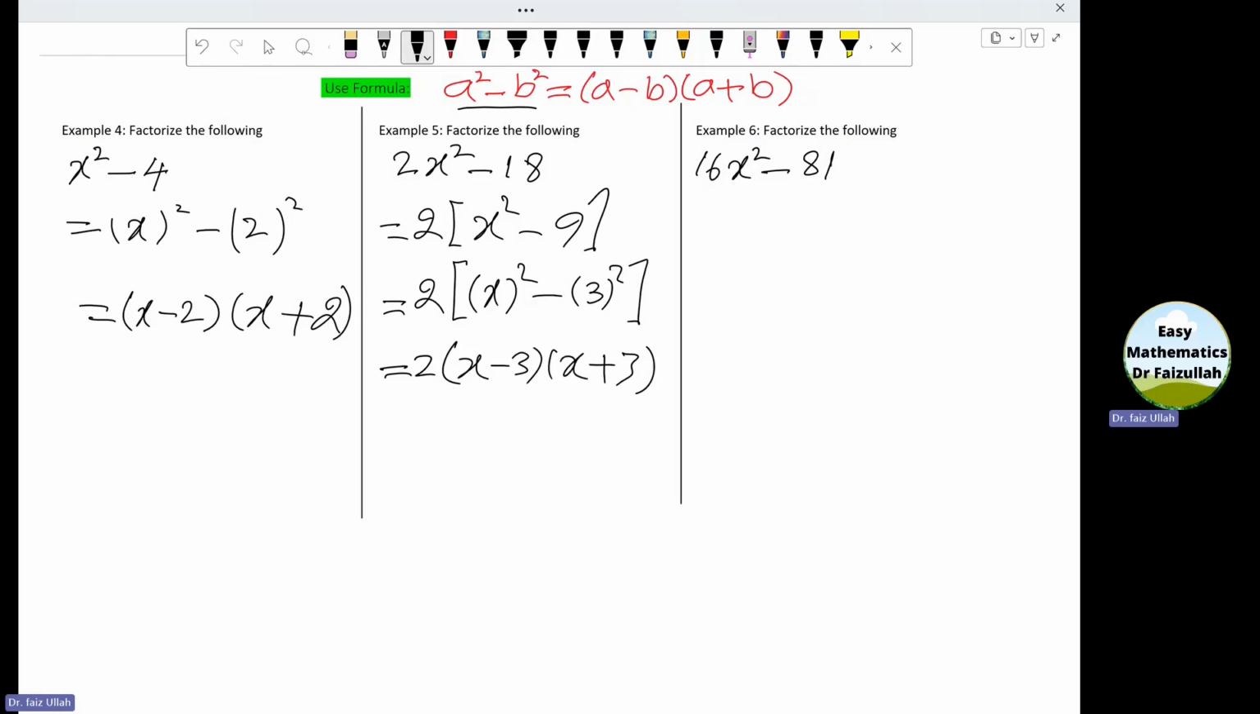Look at example number 6. In this example, first of all, we can write it as 4x whole square, because 4 square is 16, minus 9 whole square, because 9 nines are 81. Now here we can see that a is equal to 4x and b is equal to 9. So using the same formula, we can write 4x minus 9 into 4x plus 9, and that is the required factorization.